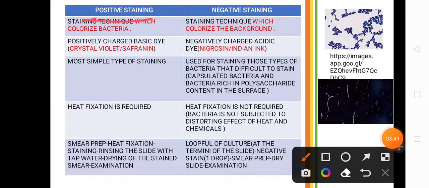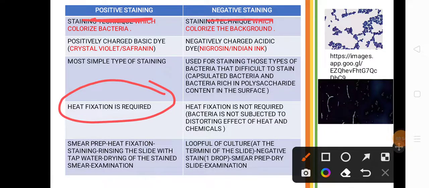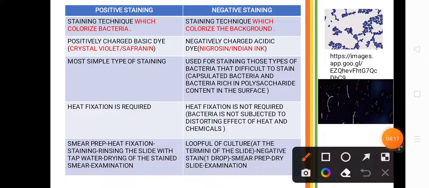Again, in the positive staining technique heat fixation is very important, but in negative staining there is no requirement of heat fixation. Now let's think about this. Those bacteria which may be distorted due to the effect of heat cannot be well stained in positive staining, but can be stained well in negative staining, right? So that's how, depending upon their composition, mainly chemical composition, we can use negative staining to stain and visualize them well.